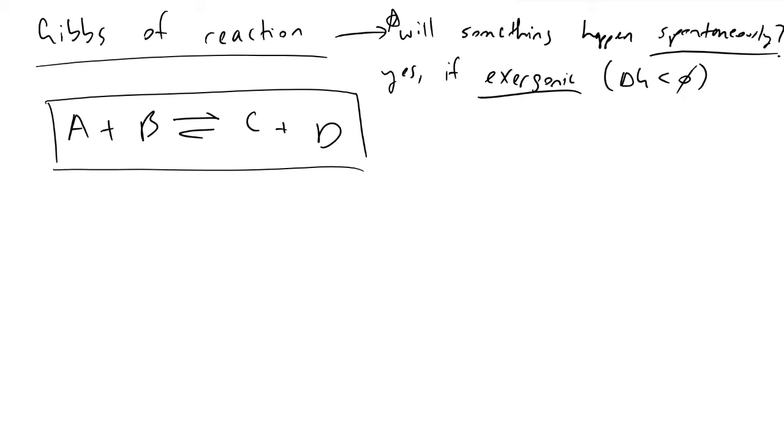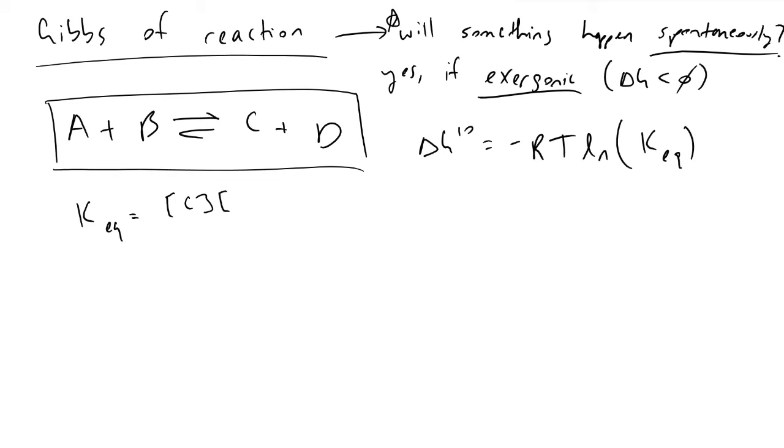And with that out of the way, to actually move forward with calculating the Gibbs of reaction, what we'll do is turn to a thermodynamic property, which tells us that the standard Gibbs of formation, delta G prime naught, is equivalent to minus R, the ideal gas constant, times the temperature, which has units of Kelvin, times the natural log of the equilibrium conditions of your reaction. And so in this case, we would let KEQ be equal to the concentration of your products, so C, concentration of D over A and B.